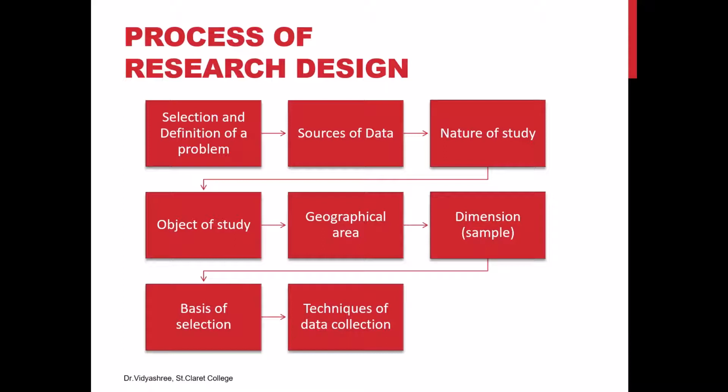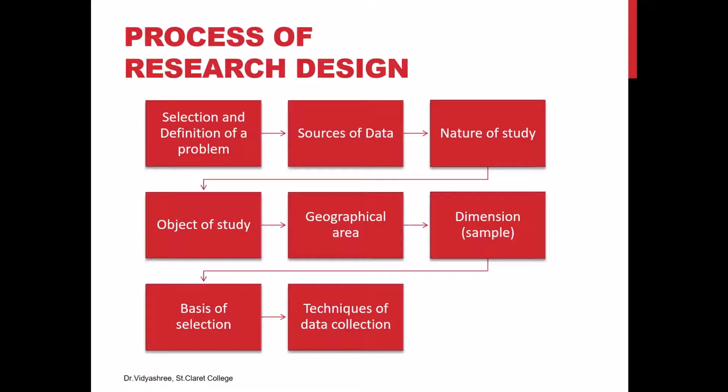So the nature of the study is going to be mentioned by the researcher in the research design. The next thing is going to mention the objectives of the study. Then what is the geographical area where the research is going to be conducted. The next one is what is the exact sample size from whom the data would be collected.